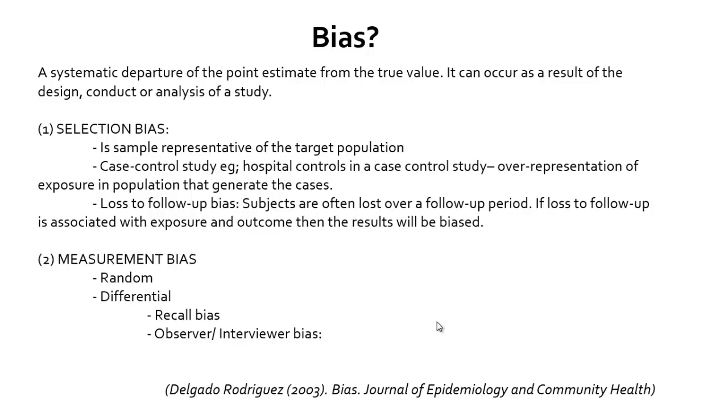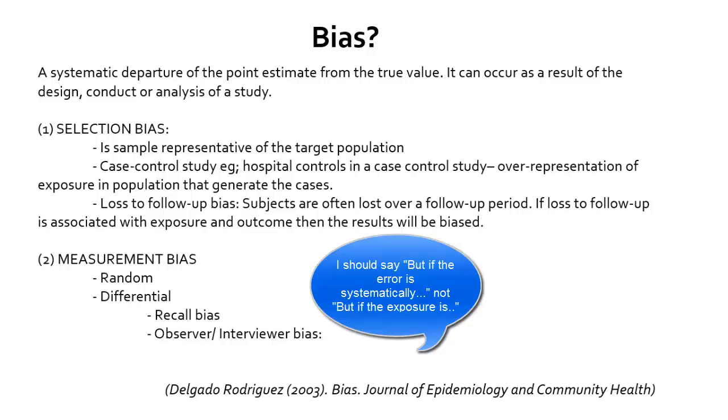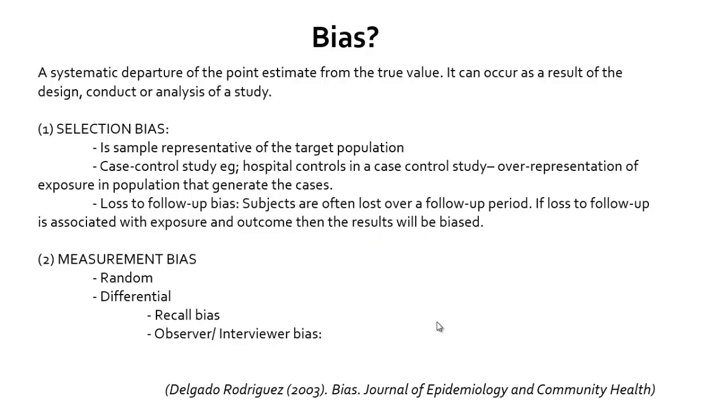This is likely to be a problem for cohort studies in particular, how many subjects have been lost over the follow-up period. And measurement bias, we've talked about random measurement error. So that's a bit like white noise that's just been scattered indiscriminately in a measurement or over a variable. The error is not systematically different in the exposure groups or in the outcome groups. But if the error is systematically different in the exposure or the outcome groups, then that's called differential measurement error. And we've talked about two types, recall bias and observer or interviewer bias.